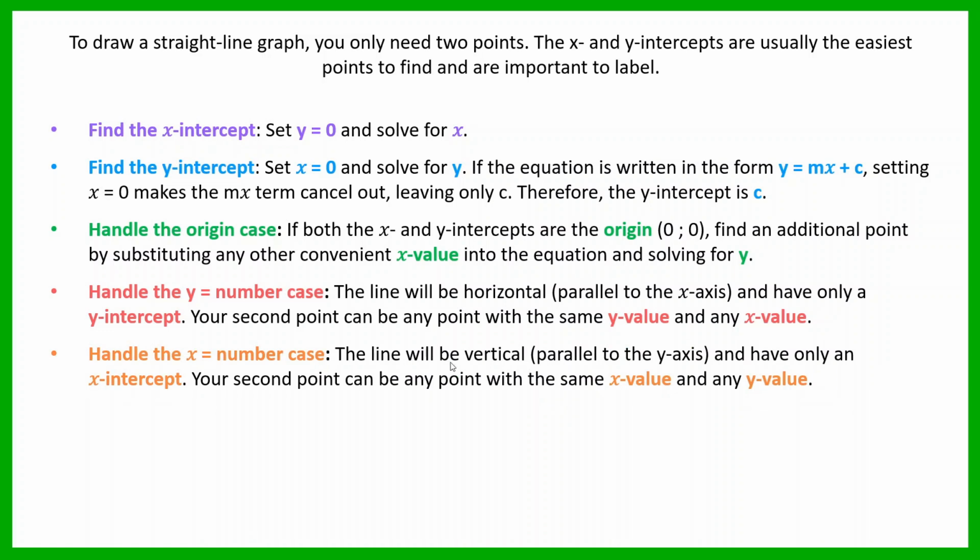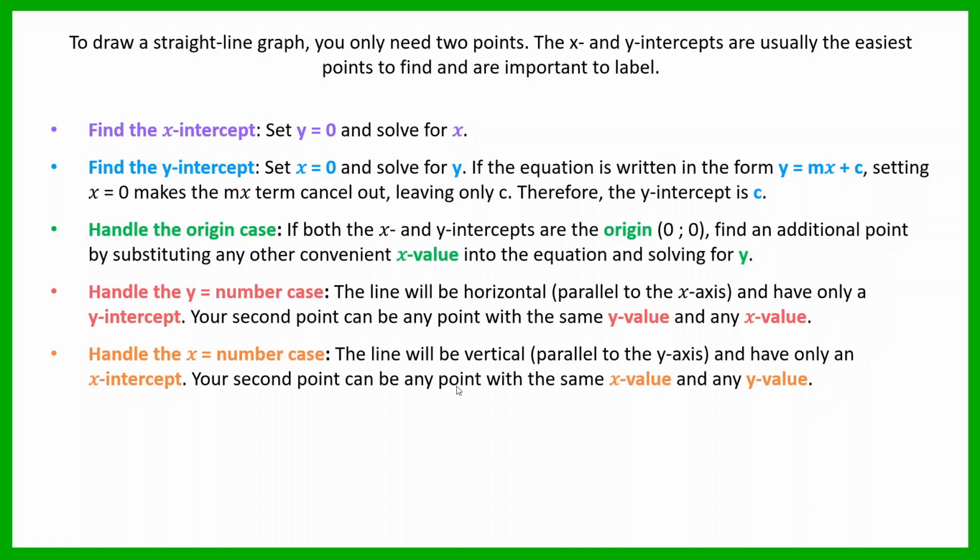And then we do the same thing if you have an equation x equals a number, just the other way around. When you have an equation x equals a number, then it will be a vertical line which is parallel to the y-axis. So once again, it will only have one intercept. This time it will be an x-intercept because it's intersecting the x-axis. So you'll find your second point by using that x value and any other y value.